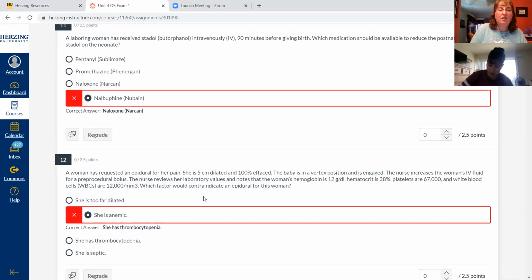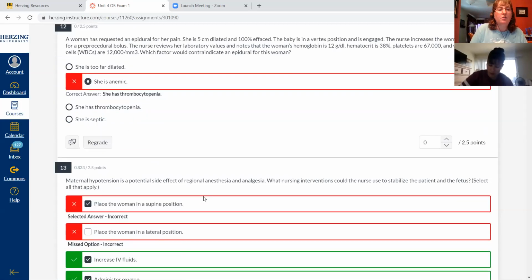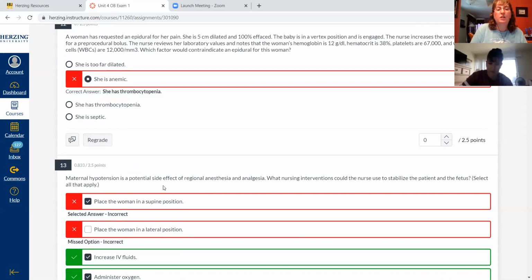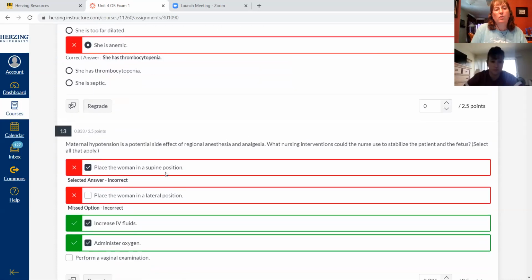All right, and then maternal hypotension is a potential side effect of regional anesthesia and analgesia. What nursing interventions could the nurse use to stabilize the patient and the fetus? Think about when Dr. Silva was with us and talked to us. Would you want this woman in a supine position? No. Typically, we always put her on her left side, right?